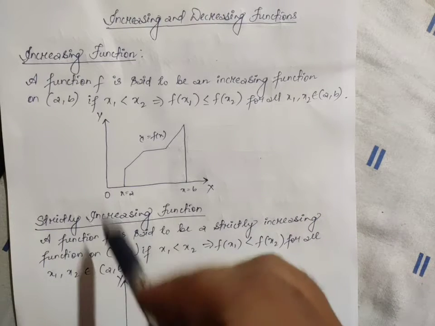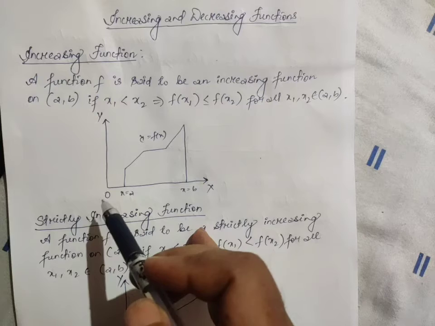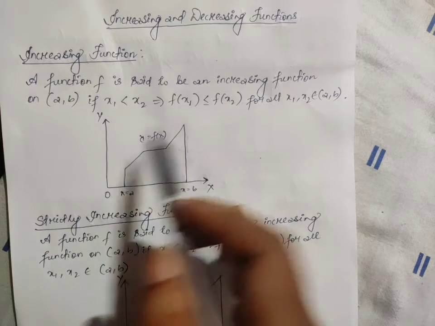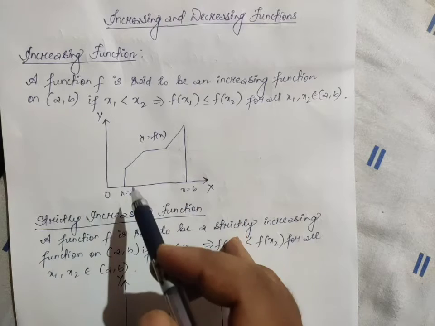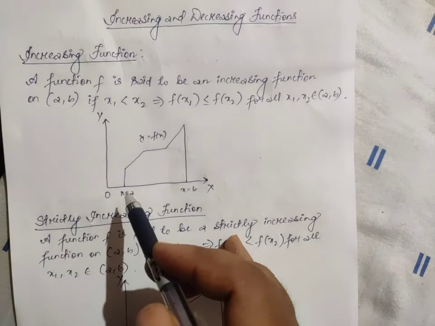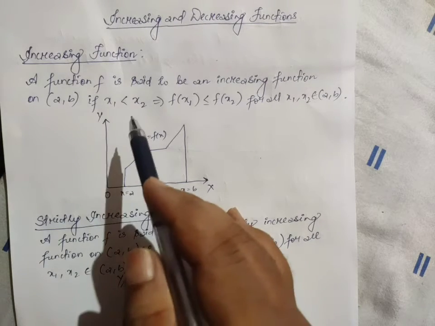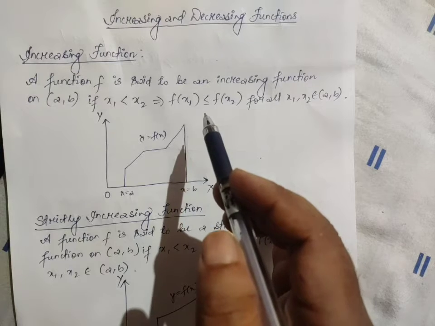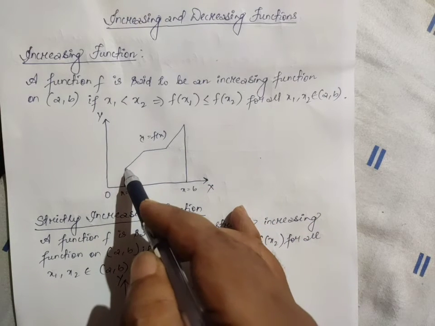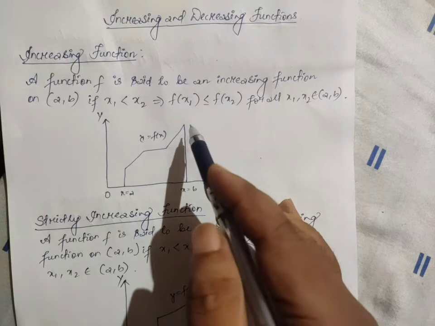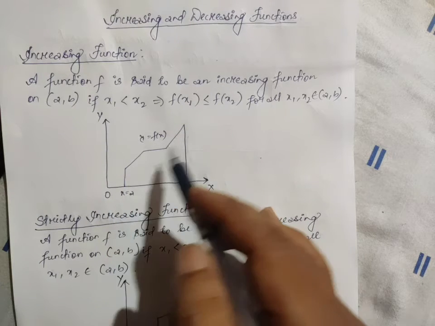So as you can see in the figure, this is the y-axis and x-axis. Here they have said on open interval (a, b). That means the points are on a and b. So here I have taken 2 points a and b. A function f is said to be an increasing function if x1 is less than x2. So here suppose this point is x1, and this point is x2. As you can see, x1 is less than x2, right?